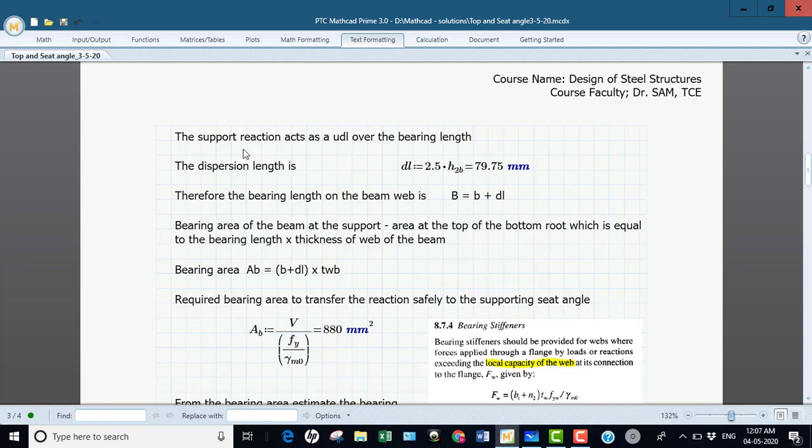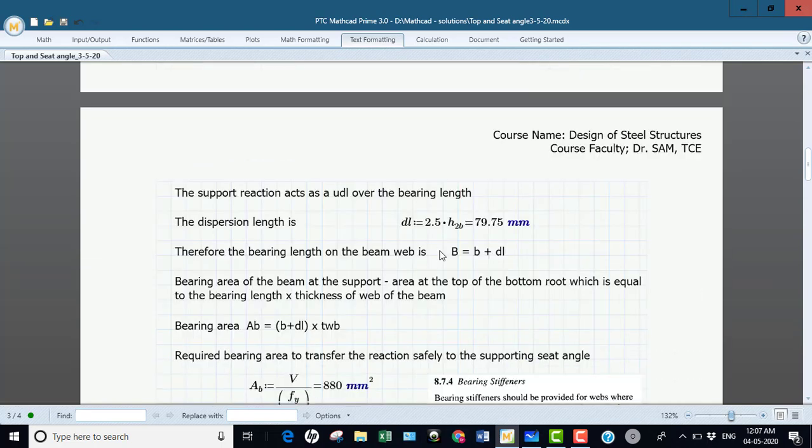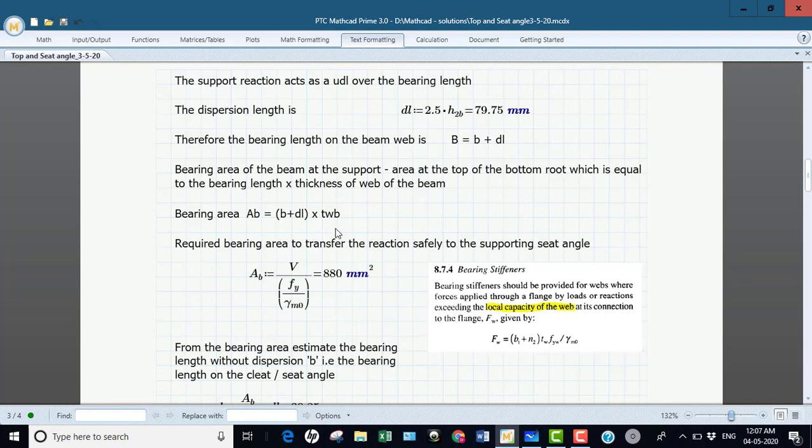So here I know that the support reaction is expected to transmit as a UDL. Then with the dispersion angle, I calculate what is the dispersion length. So bearing length is nothing but, as I already explained, B plus this dispersion length. This bearing length into the thickness of the web is the bearing area. So the bearing area I calculated.